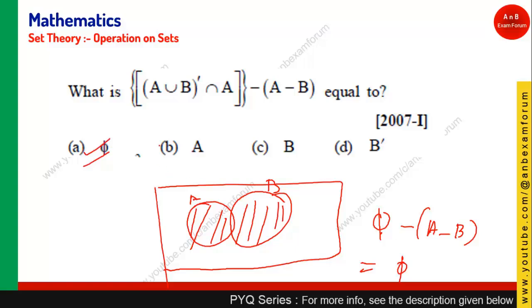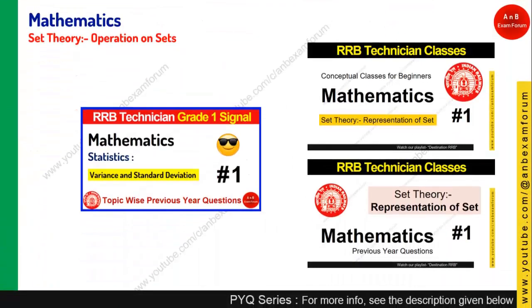Understood how this 5 has come? See, A union B in complement, so the complement represents the white portion. And if you do intersection with A, this shaded portion, there are no such elements, that's why it is 5. So option A is the right answer.